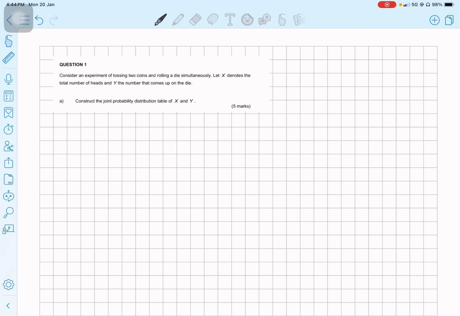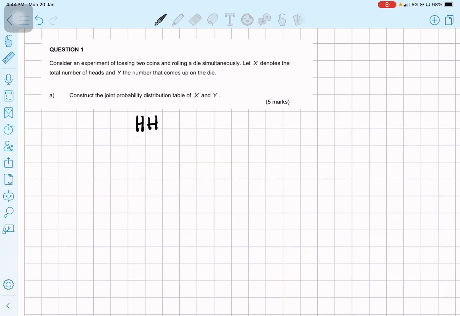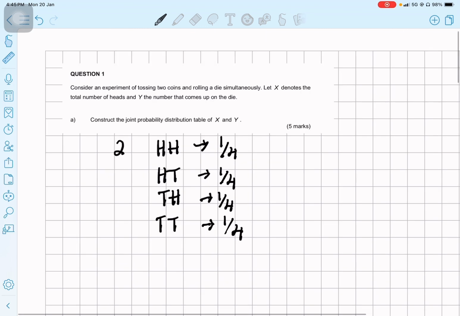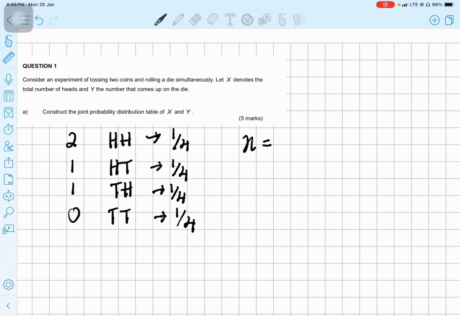First, let's determine the possible values for X when tossing two coins. Head-head, head-tail, tail-head, tail-tail. Each probability is 1 over 4. That gives 2 heads, 1 head, and 0 heads. The sample space for X is 0, 1, and 2. The probability for 1 head is 1 over 4 plus 1 over 4, which equals 1 over 2.